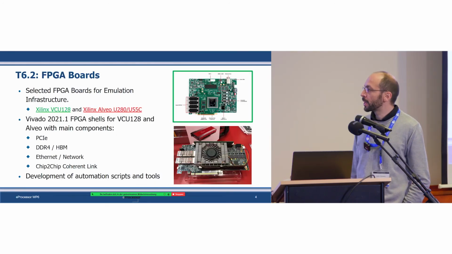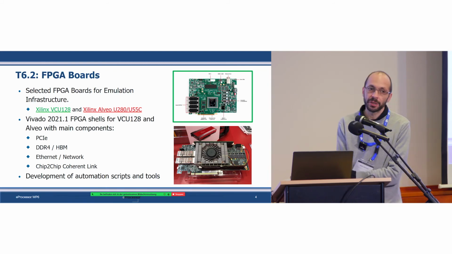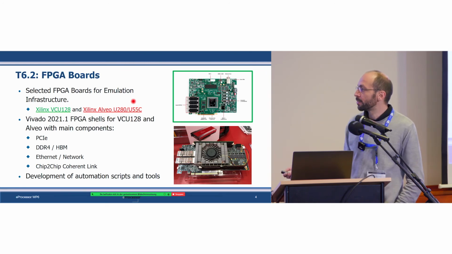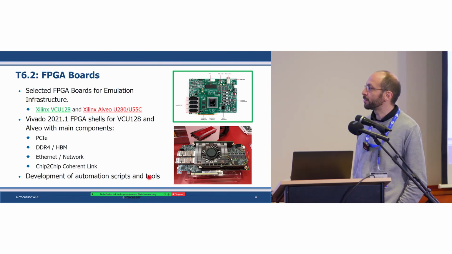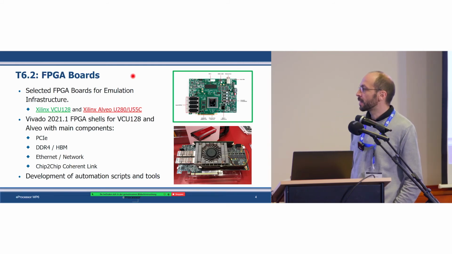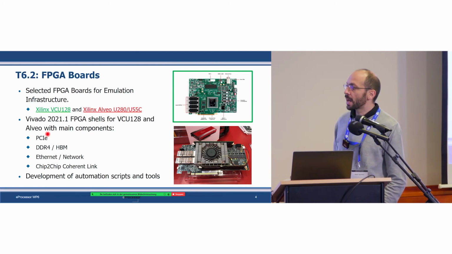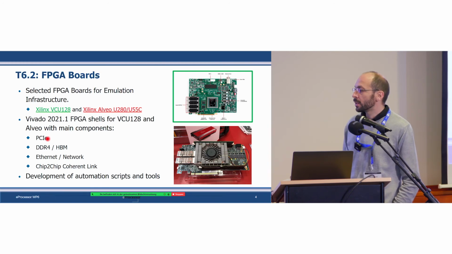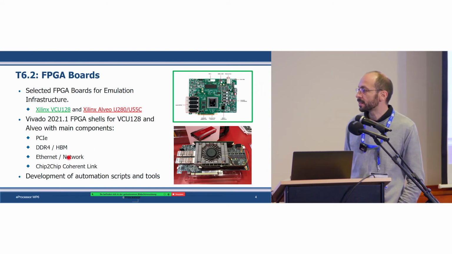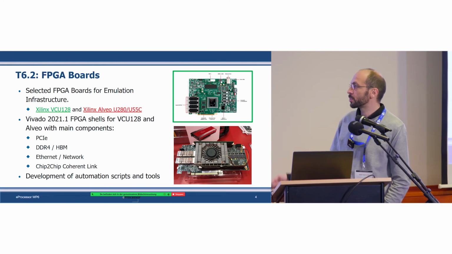Coming to the FPGAs, we have selected 2 boards for evaluating our design. One's the VCU128, the other one's the Alveo U280 or U55C. They are similar FPGAs, and this task also provides FPGA shells to be used that have support for connection with the host through PCIe or DDR4, HBM, Ethernet, and also the chip-to-chip coherent link will be tested by the use of 2 FPGAs. Of course, we need the scripts and tools for all this.